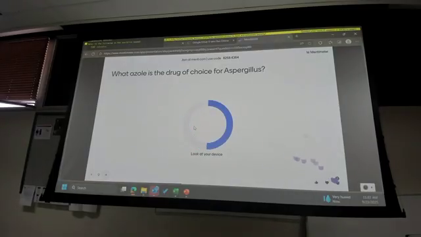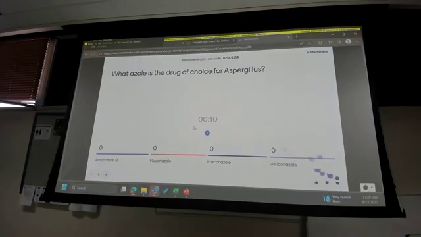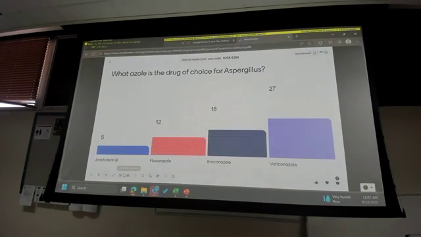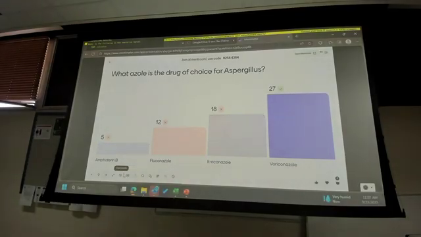Which azole is a drug of choice for aspergillus? We were just talking about this one. Yes, voriconazole is going to be the drug of choice for aspergillus. Think of fluconazole, this is going to be for Candida. Amphotericin, this is going to be more so for broad spectrum. And then itraconazole, this is going to be more so for histo or nail infections.